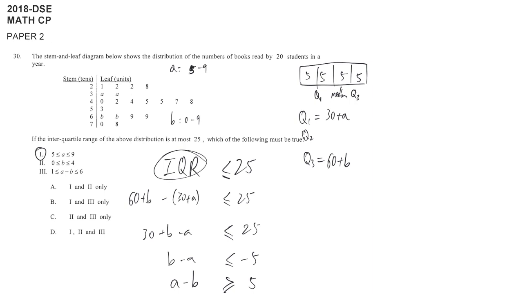Second, is that B, the maximum, is 4? Then you may think carefully: okay, if B is 4, then A will be at least 9, larger than or equal to 9. So this is also correct. And finally, is A minus B always larger than 1? The answer is yes, because A minus B larger than 5 means larger than 1.